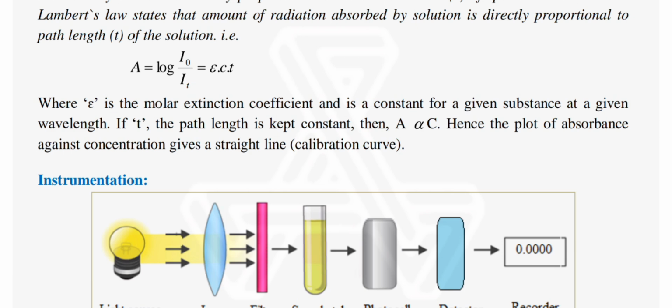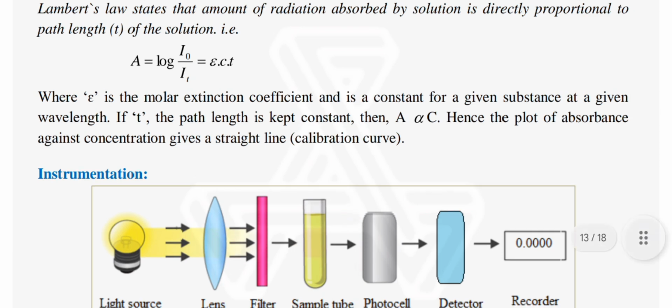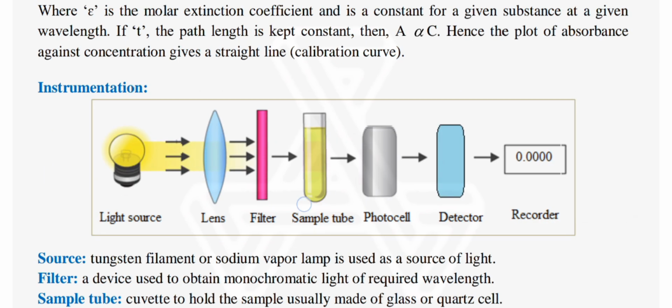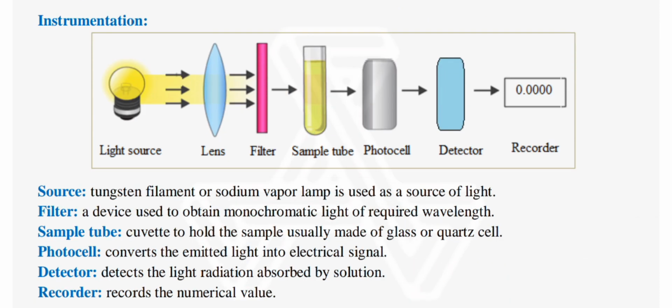If t, the path length, is kept constant, then A is directly proportional to C. Hence, the plot of absorbance against concentration gives a straight line, the calibration curve. Instrumentation: light source, lens, filter, sample tube, photocell, detector, recorder.